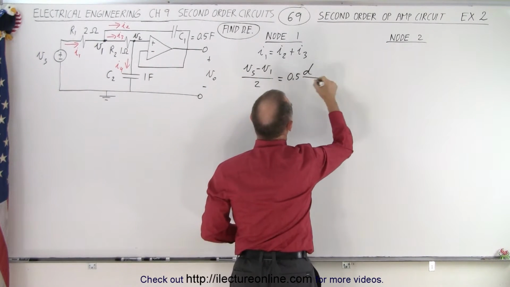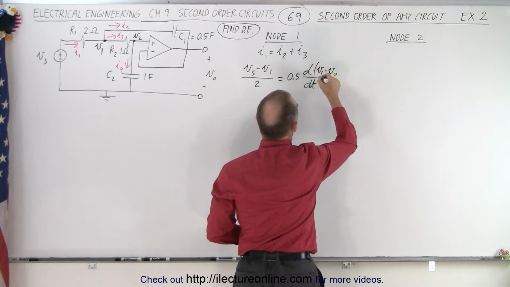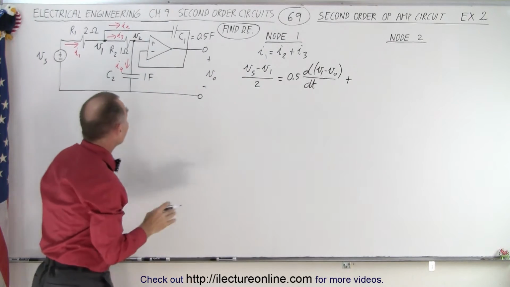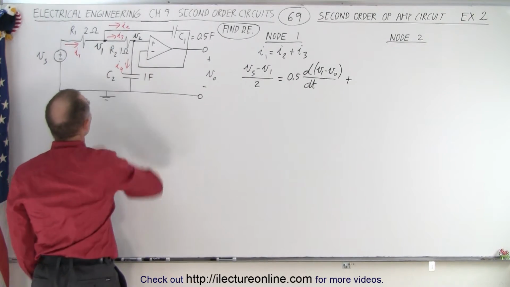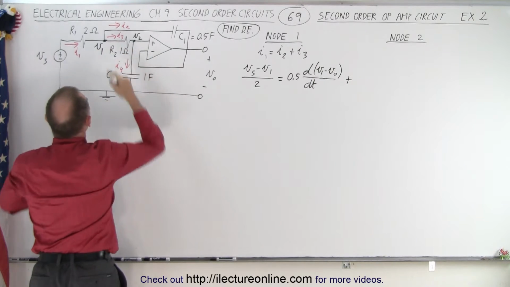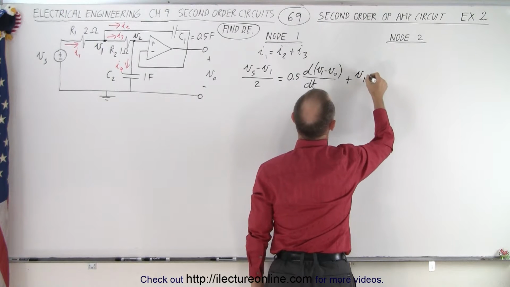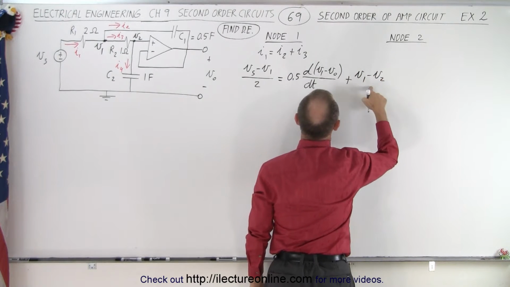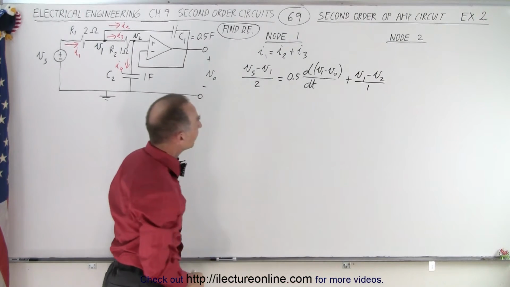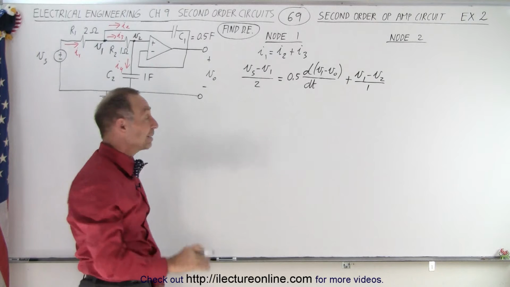So the derivative, the d/dt of V1 minus VO, like this, plus the third current leaving the node, and that will be the difference in the voltage between those two divided by the resistance. So in this case, that would be V1 minus V2 divided by the resistance, which is 1, like that. Okay, wow, I didn't leave myself a lot of space for node 2. Oh well, I need to plan better next time.